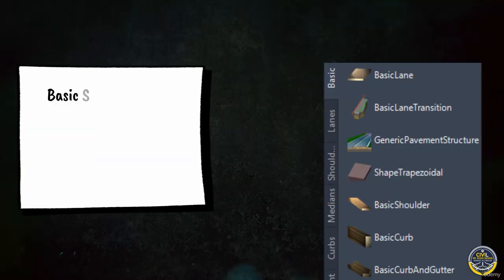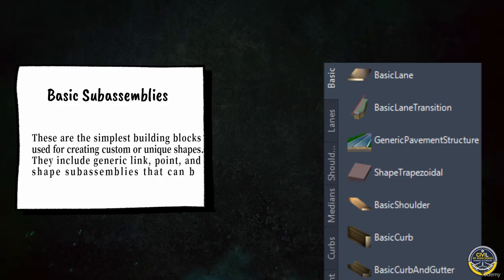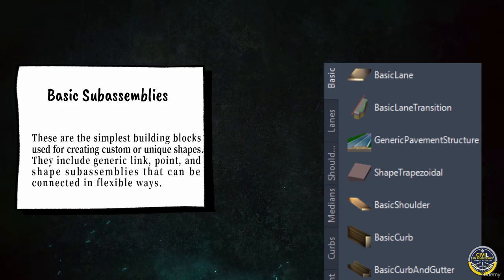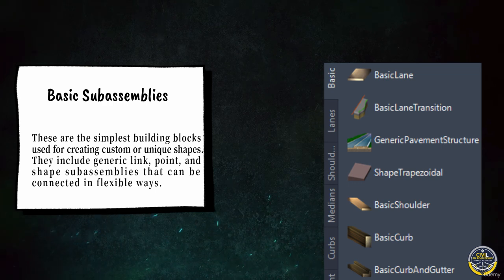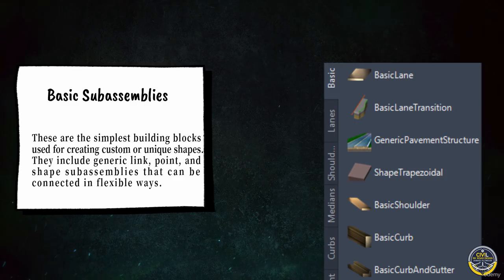Basic subassemblies. These are the simplest building blocks used for creating custom or unique shapes. They include general link, point, and shape subassemblies that can be connected in flexible ways. Designers use these when standard templates don't meet project requirements.